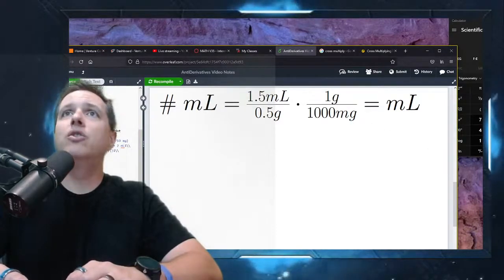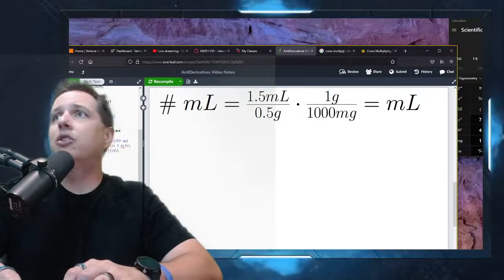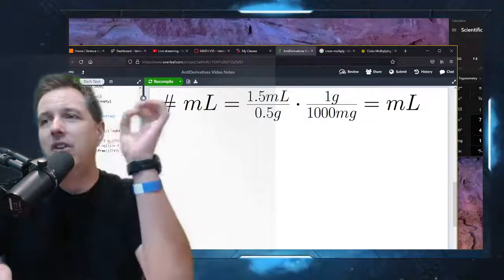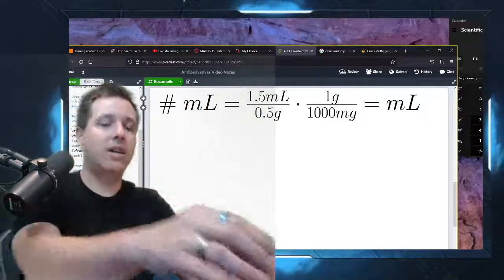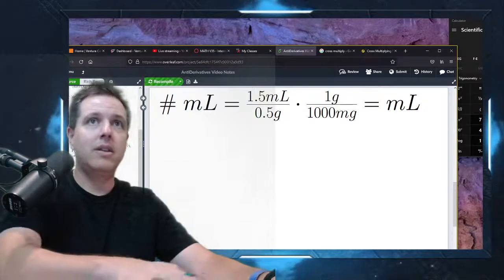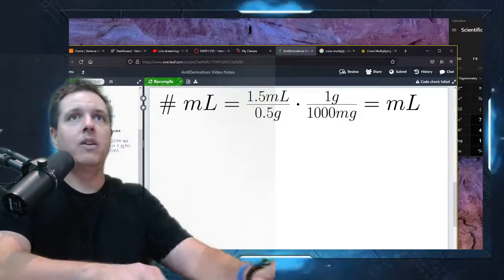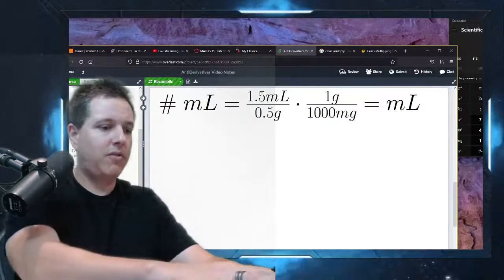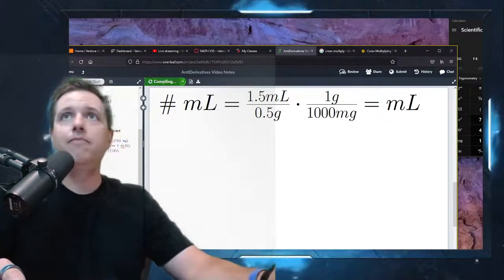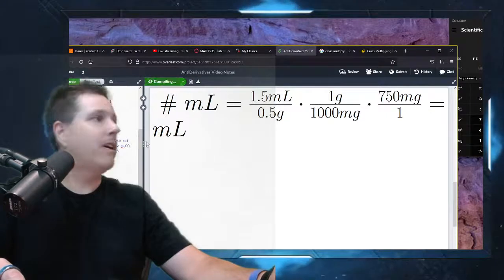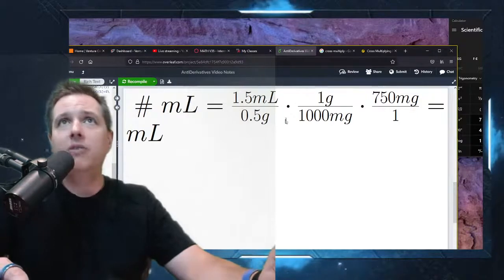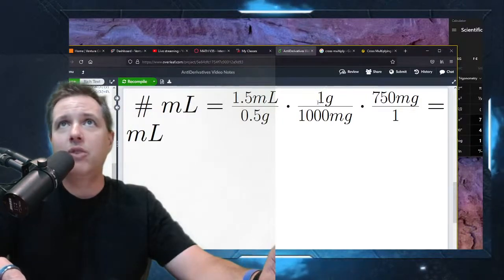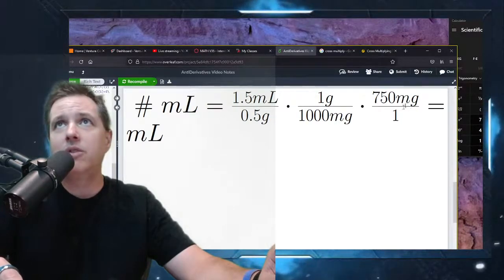So then what we're going to do is recognize that in the problem we were told we want to prepare 750 milligrams. So our next fraction then is 750 milligrams over 1. You can see we've got this gram in the denominator canceling with this gram in the numerator. This milligrams in the denominator is now going to cancel with this milligrams in the numerator.